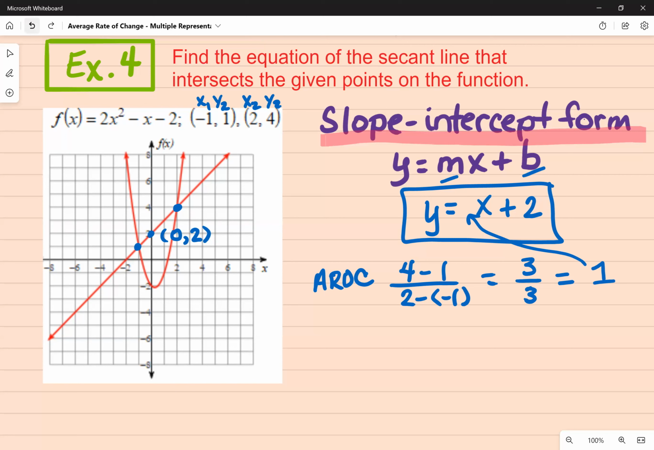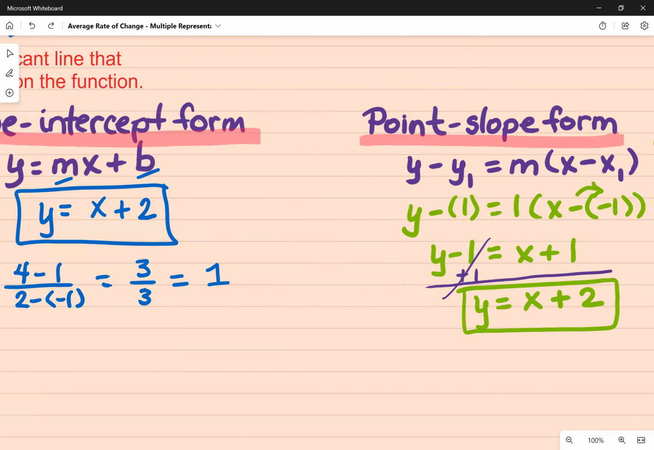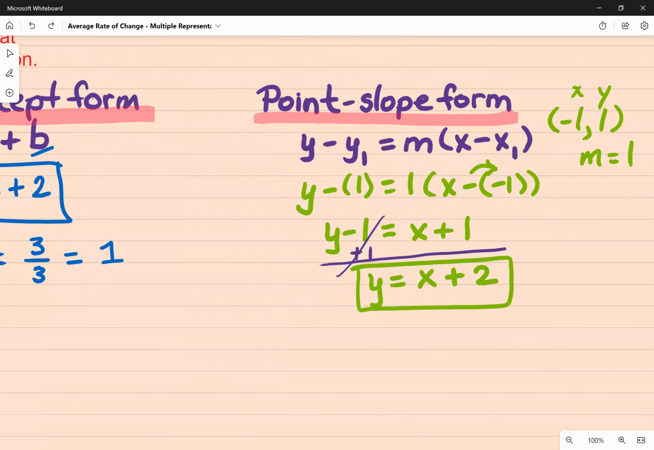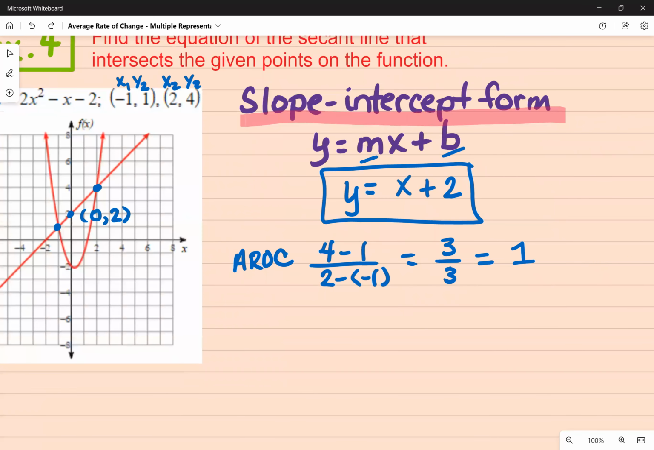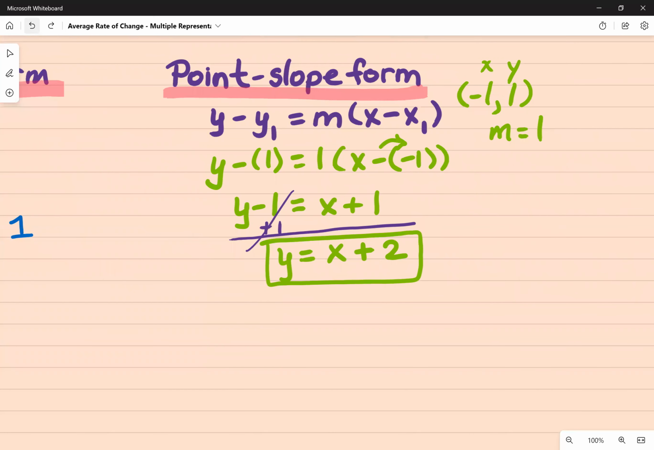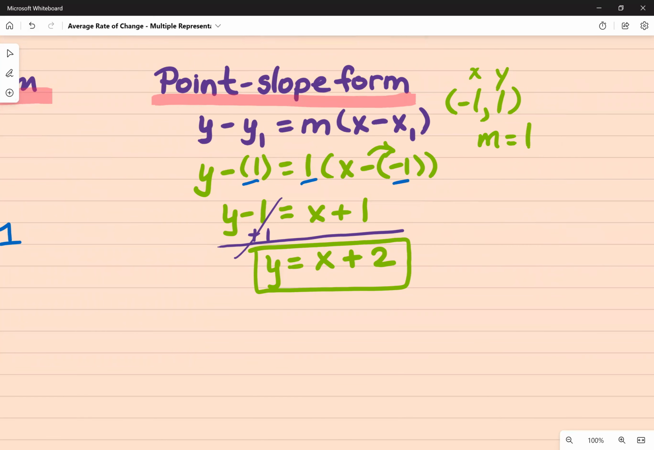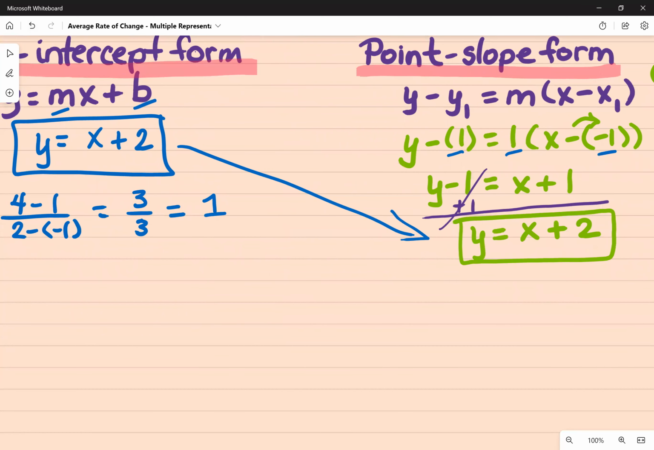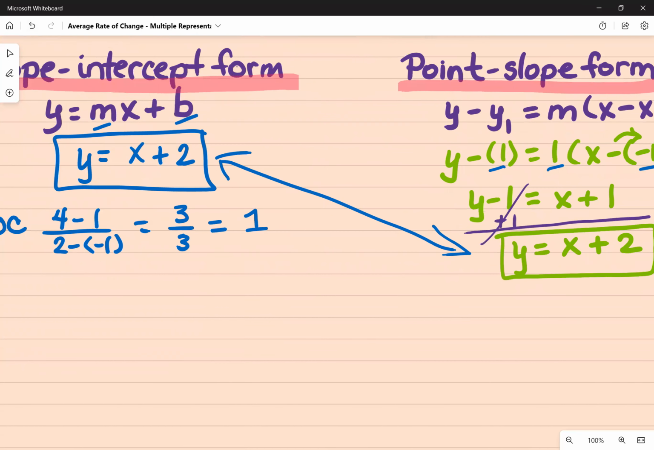Another way that you could have done that is to actually use your point slope form. And I just picked the point -1 and 1, this one, but you could have used the other one if you wanted to. And I already knew my slope. I just did the slope. So I just substituted that information in here, here, and here. And once I substituted it all in, I simplified it and I ended up with the exact same answer. So there's multiple ways to do this. Okay. All right. So that is how you find the average rate of change.